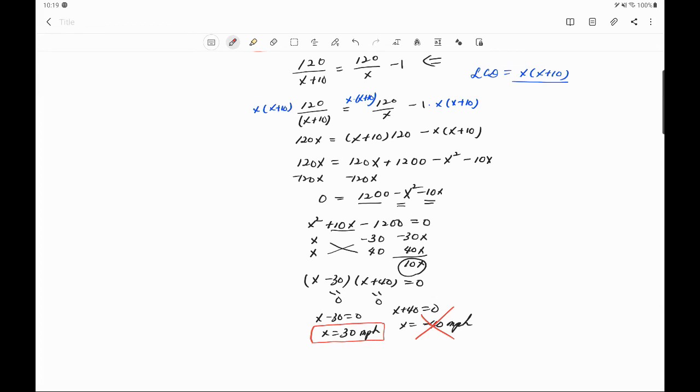Okay, then let's find the speed of the second bus. Since the speed of the second bus is 10 miles per hour faster, it is 30 plus 10, right? So that is 40 miles per hour. The speed of the bus 2 is x plus 10, so 30 plus 10 is 40 miles per hour. And this one is the speed of the first bus, bus 1.